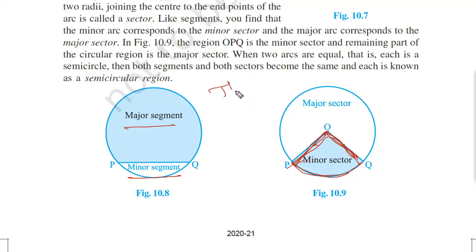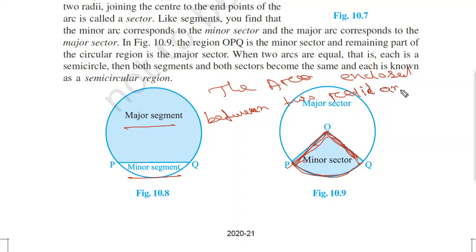The area enclosed between two radii and an arc is called the sector. Similarly, the smaller sector we call the minor sector, and the rest of the portion will be the major sector. Okay.